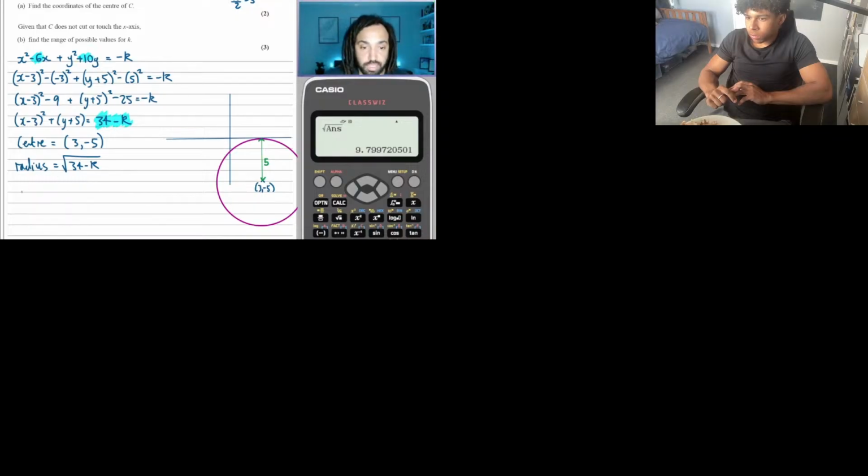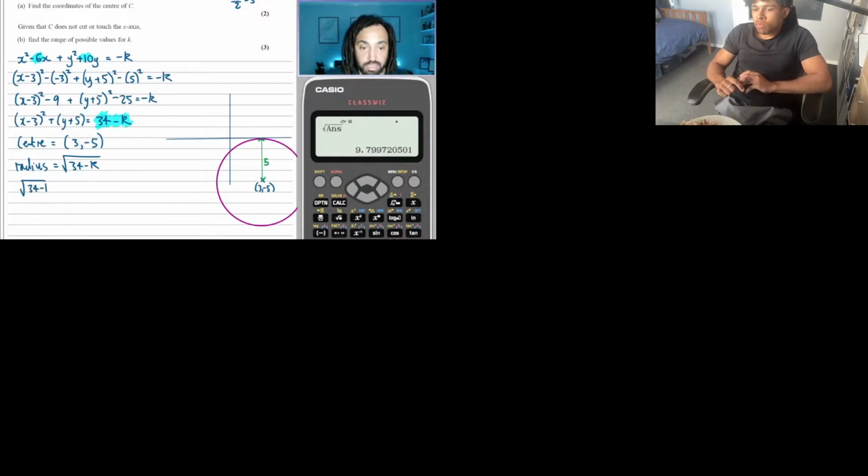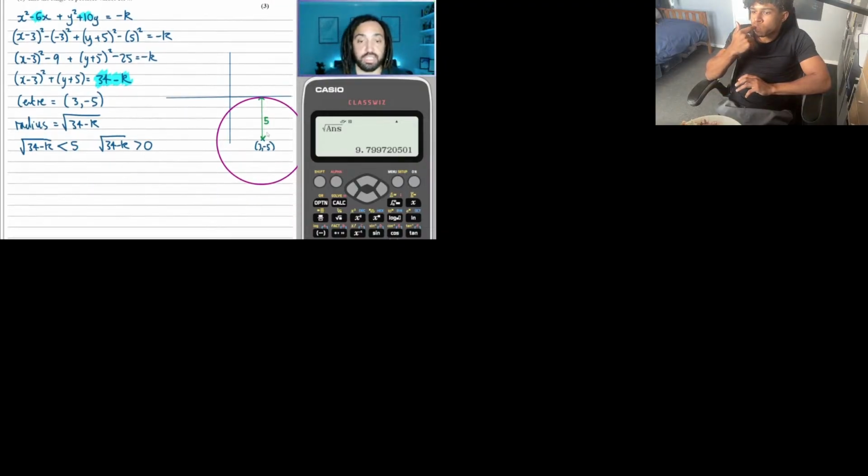Okay, so there's two conditions. The radius cannot be 5 or more, and also the radius must be non-zero. So it must be greater than 0, it can't be 0. Obviously it can't be negative either. Okay, so if we square both sides of this inequality, we get 25, and if we square both sides of this inequality, we still get 0.